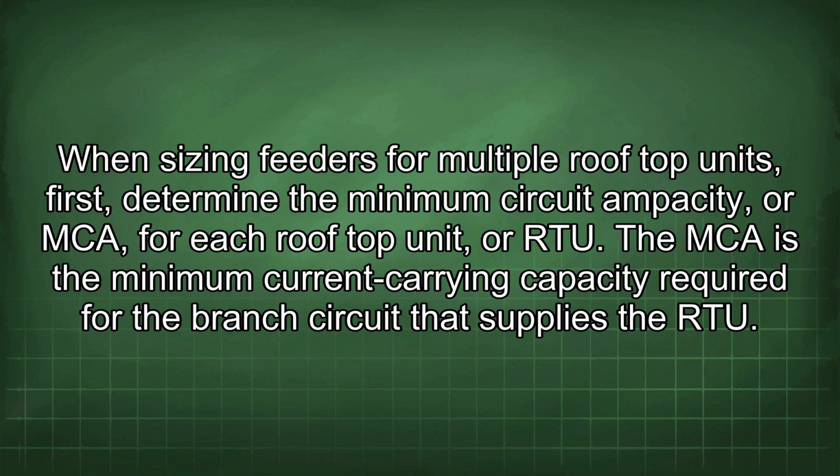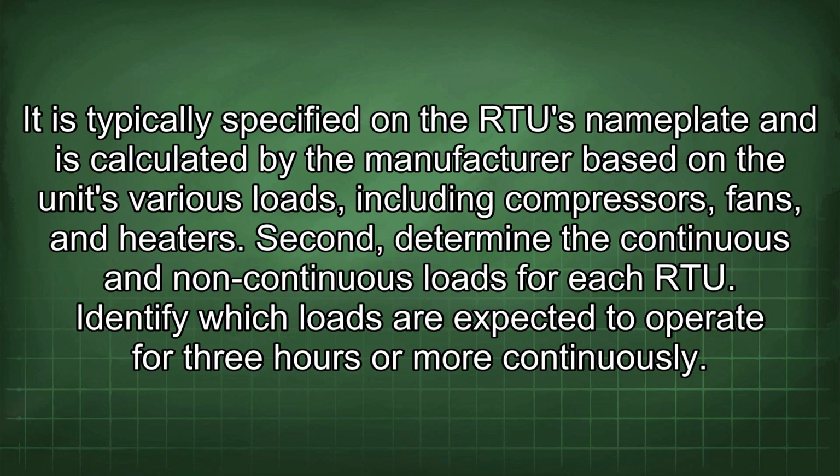rooftop unit, or RTU. The MCA is the minimum current carrying capacity required for the branch circuit that supplies the RTU. It is typically specified on the RTU nameplate and is calculated by the manufacturer based on the unit's various loads, including compressors, fans, and heaters.